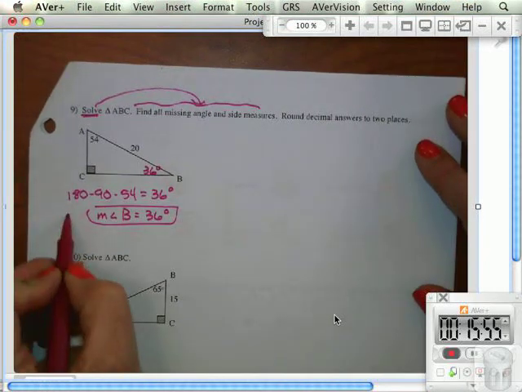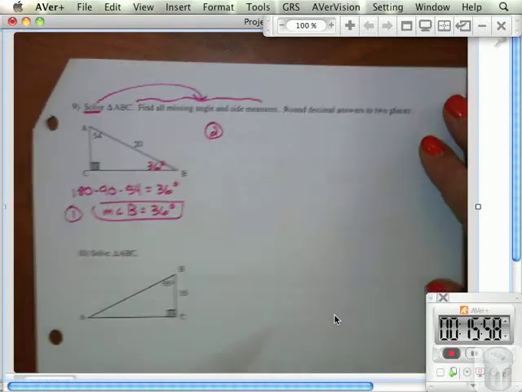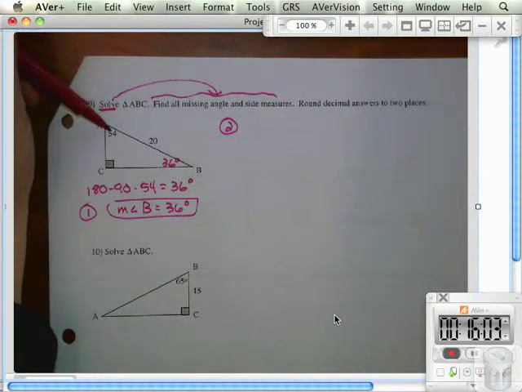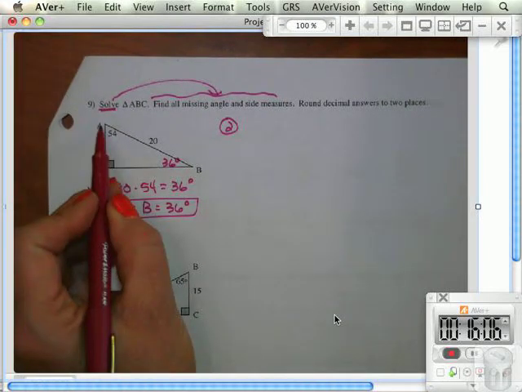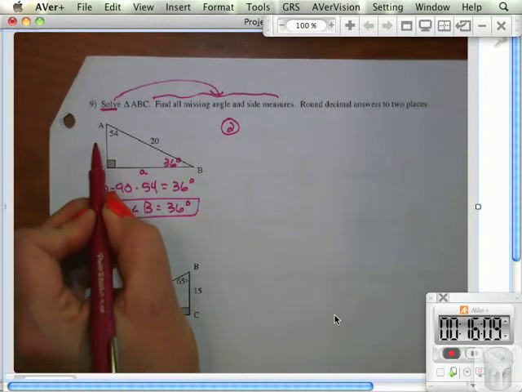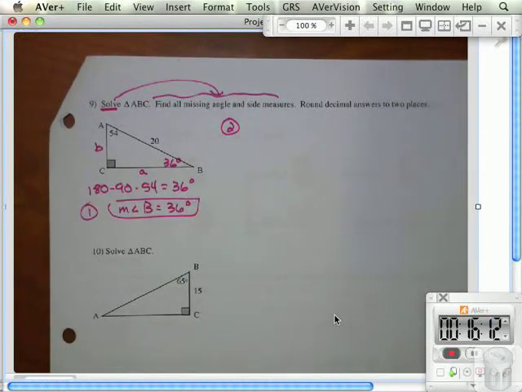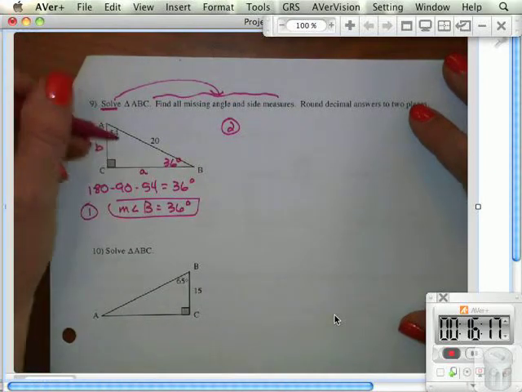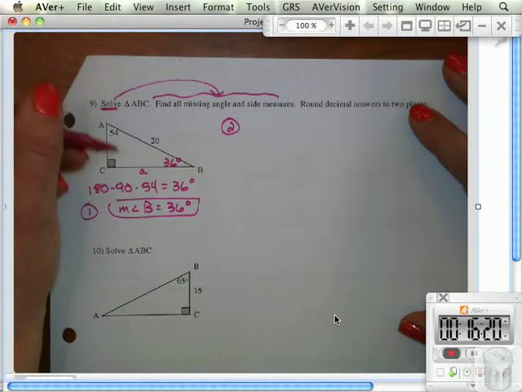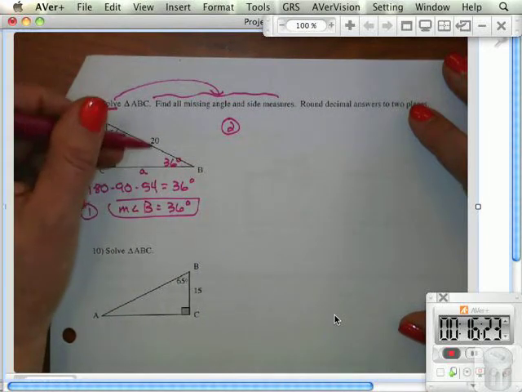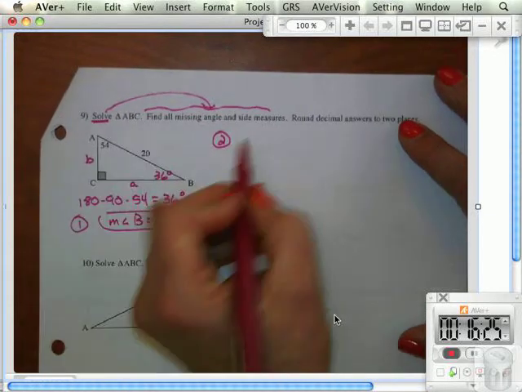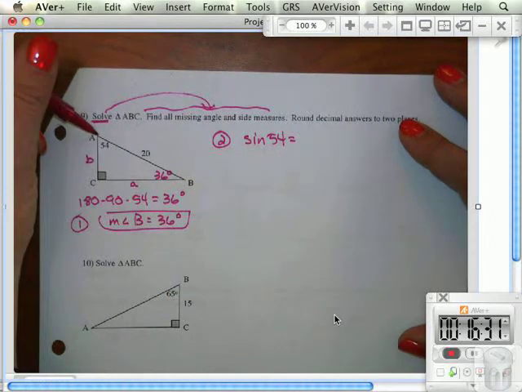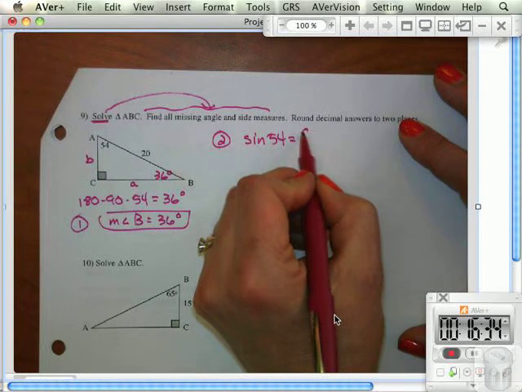So this was 1, this is 2. You have options. It doesn't matter where you go from. I just chose to go from 54. And the first one I'm going to find, opposite angle A would be lowercase a, and opposite angle B would be lowercase b, just to label the sides. I chose to go from the 54-degree angle and find A here. So I thought I would use a sine ratio, opposite over hypotenuse. It doesn't matter where you go from first. You could use 36 as well. So from the sine of 54, opposite over hypotenuse would be A over 20.